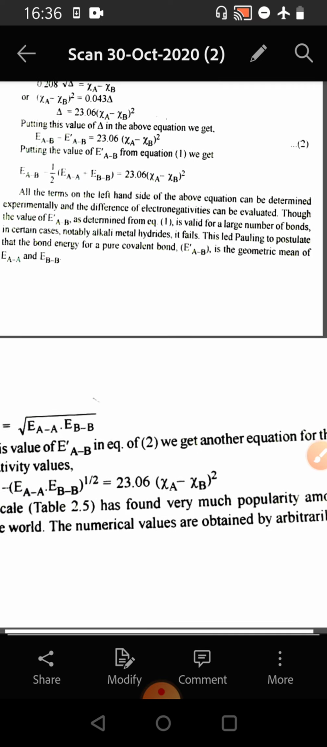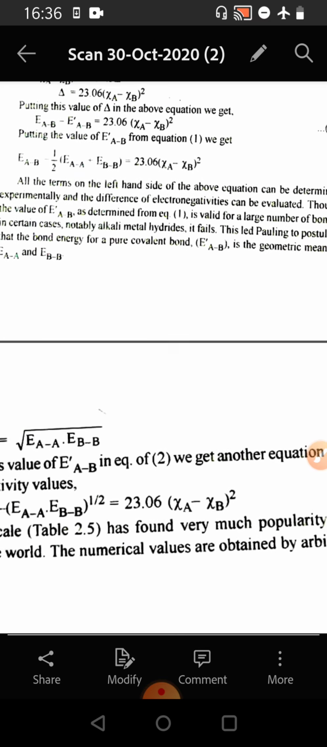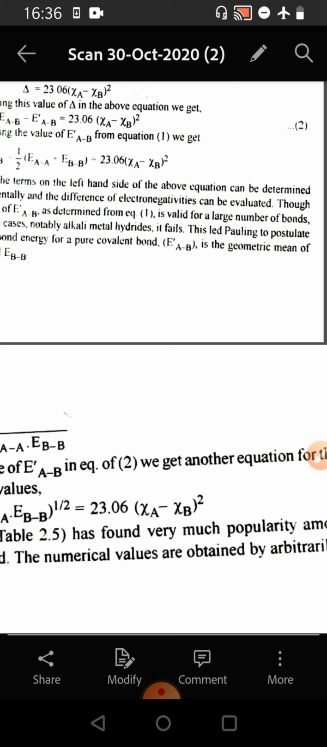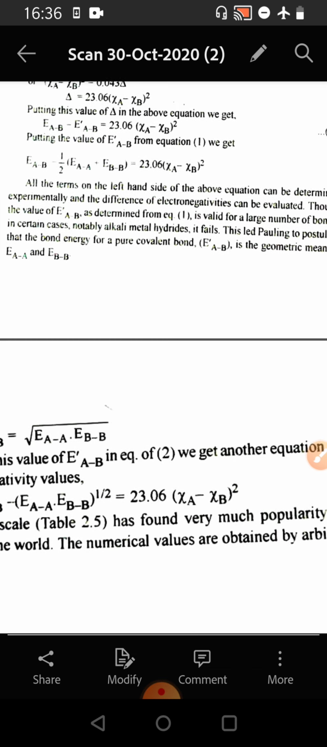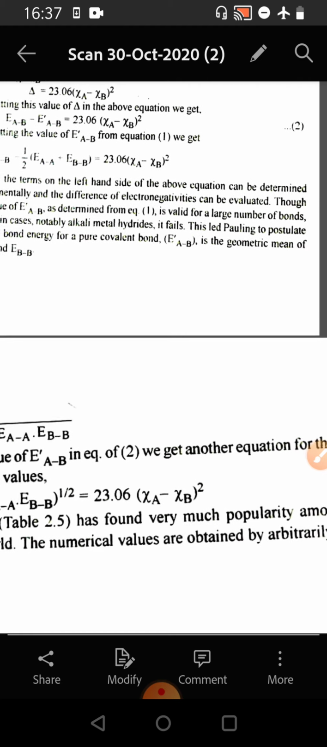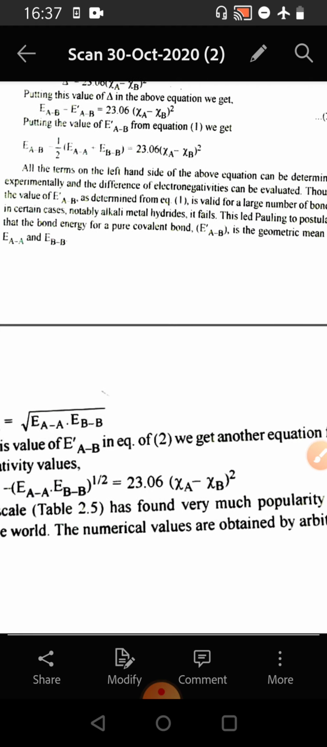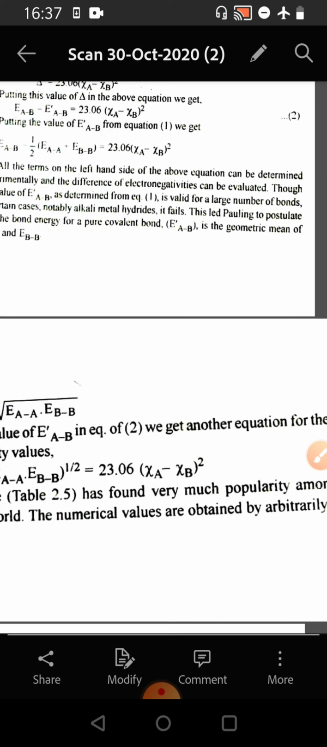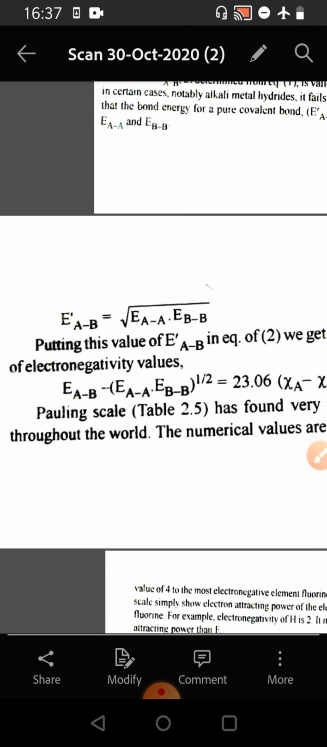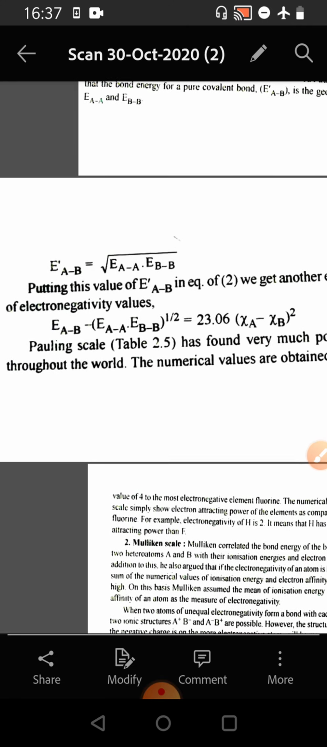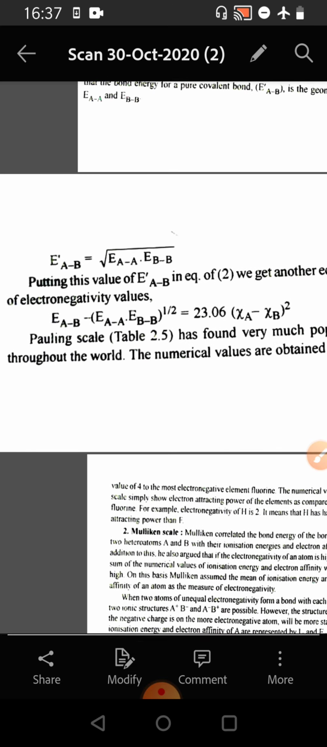electronegativities can be evaluated. Though the value of E prime AB is determined from equation 1, it is valid for a large number of bonds only in certain cases. Notably, for alkali metal hydrides it fails. This led Pauling to postulate that the bond energy for a pure covalent bond, E prime AB, is the geometric mean of EAA and EBB. Thus, E prime AB is equal to the square root of EAA into EBB.